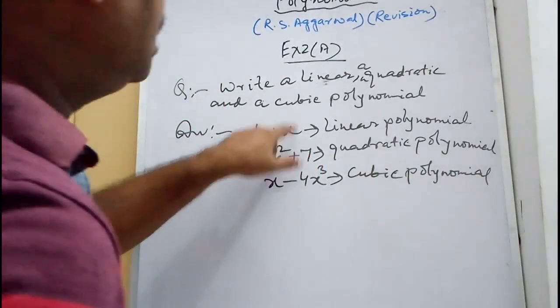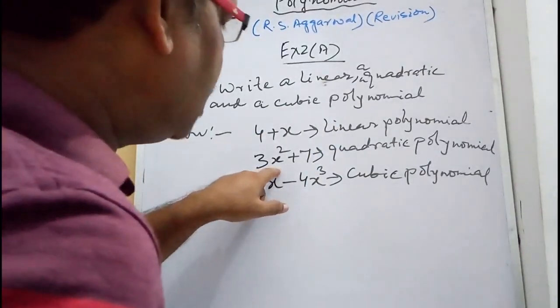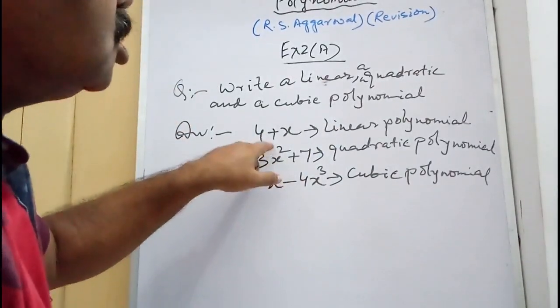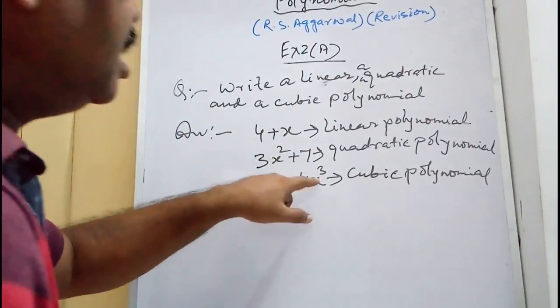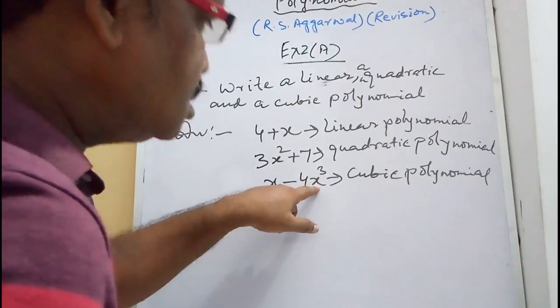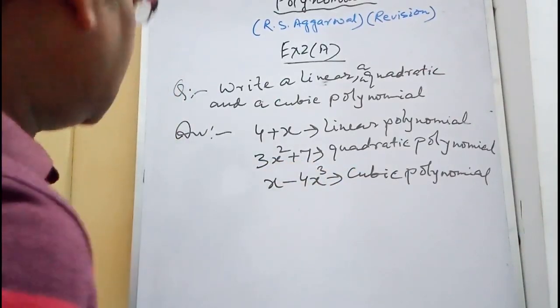Maximum power of the variable 1, so becomes linear polynomial. Maximum power of variable is 2, so quadratic polynomial. Maximum power of variable is 3, so it becomes cubic polynomial.